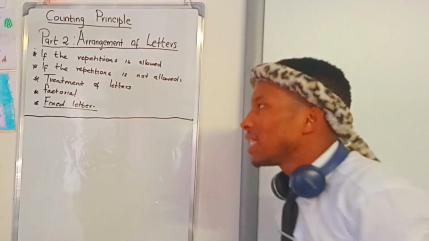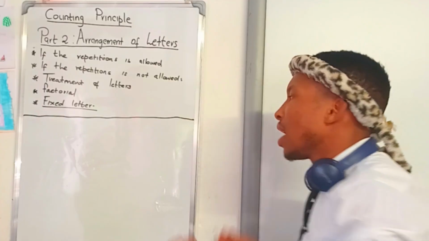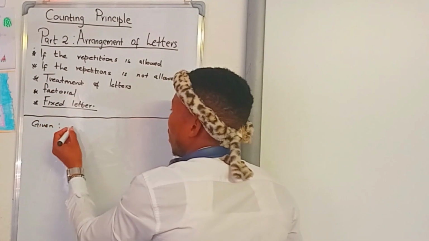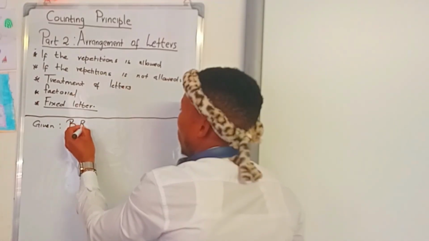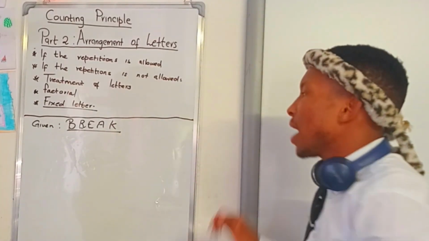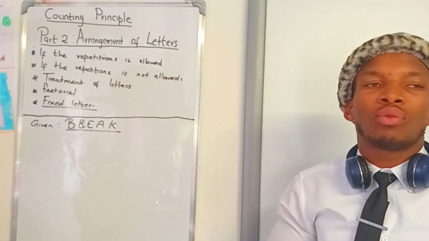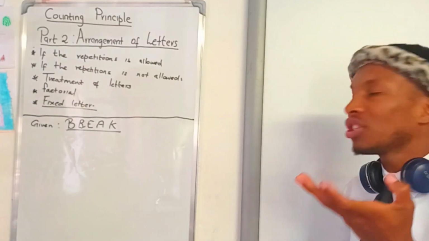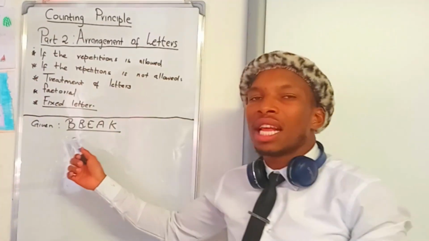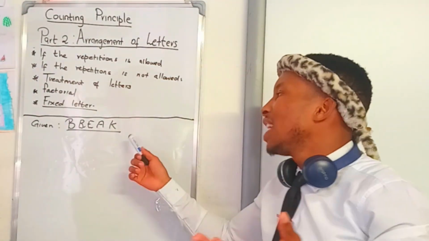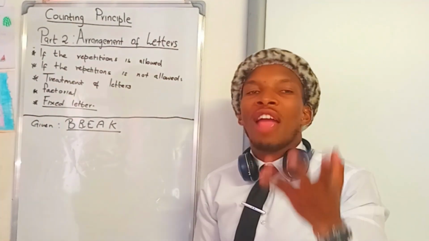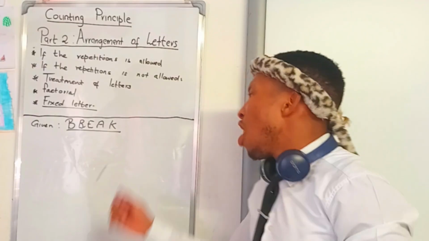All right? On the exam, they are going to give you a certain word, like this one, we have the word BREAK, all right? Then on this word, they are going to ask you how many arrangements of these letters that we have can be made, where the word has 5 letters.